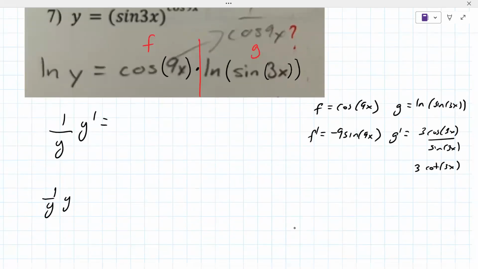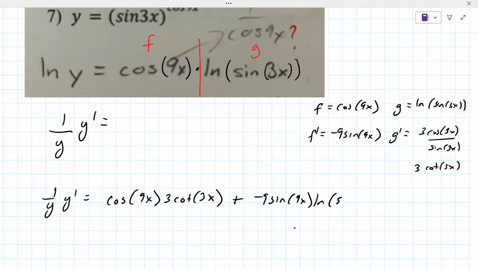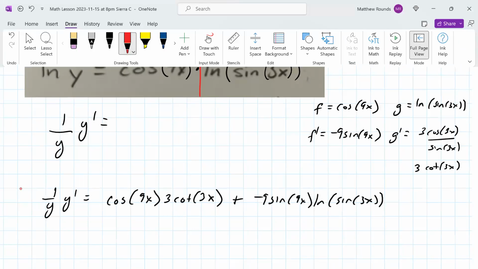So it's 1 over y prime equals cosine 9x times 3 cotangent 3x plus -9 sine 9x times natural log sine 3x, like that. And then you were correct. You do multiply the whole thing by y on both sides here.